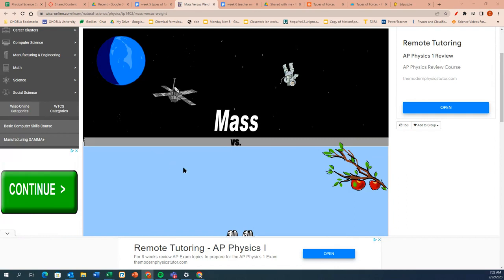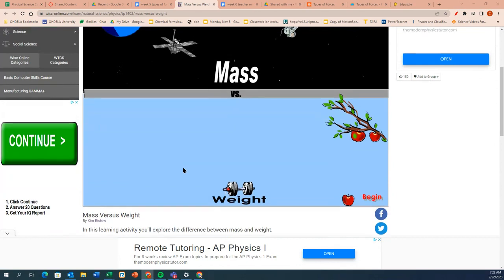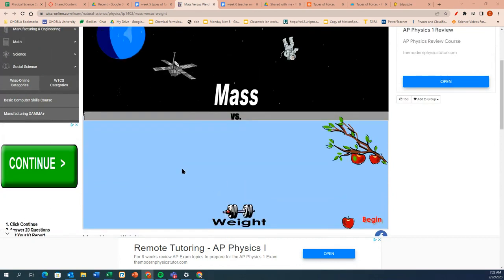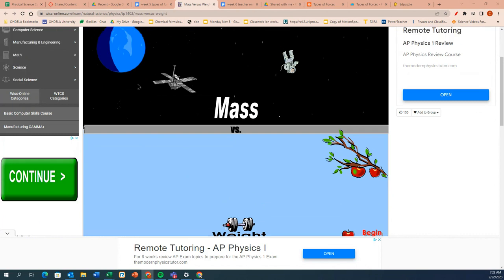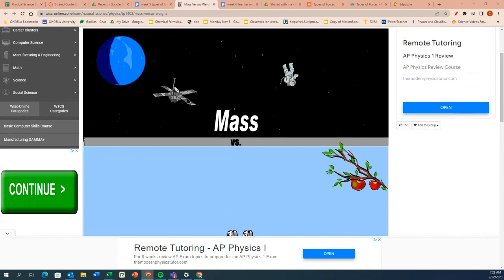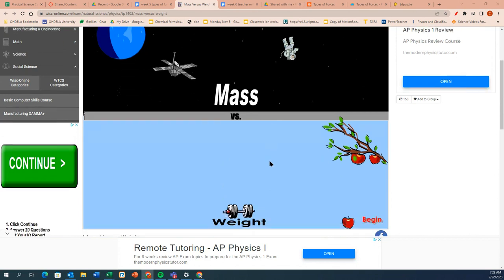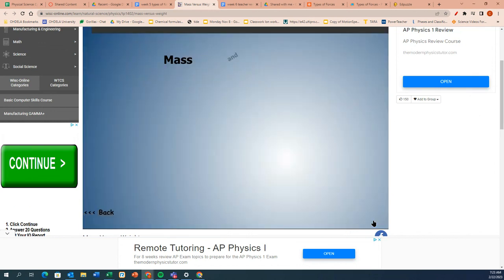Okay, so this is a tutorial on mass versus weight. I will read this through. You can see from this we have the planet Earth and some satellite and a space walk gone awry, a person floating out in space. And down here, we see an apple and a weight. So let's click on begin here.